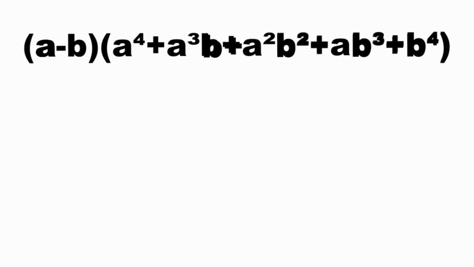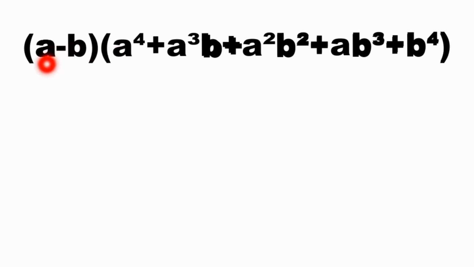two odd powers, we have here the quantity A minus B times the quantity A to the fourth plus A cube B plus A squared B squared plus A B cube plus B to the fourth.